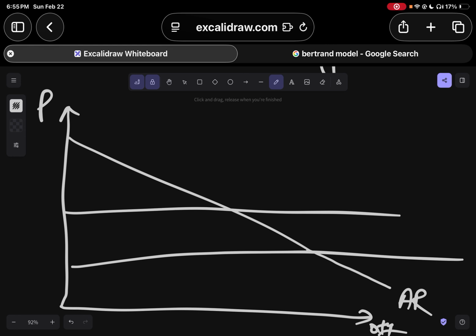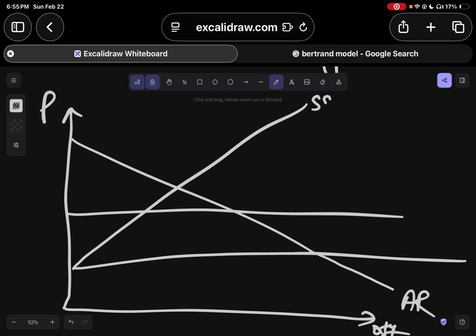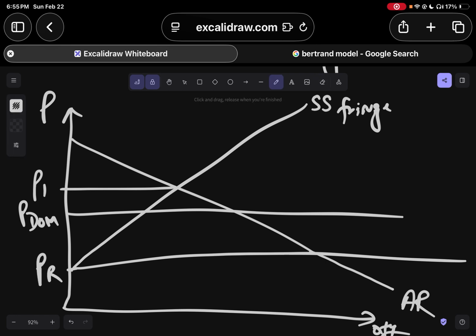Now the supply curve of fringe firms, S fringe, will start from here. The price will be P1. This will be priced by the dominant firm, PDOM, and this is the regulated price.